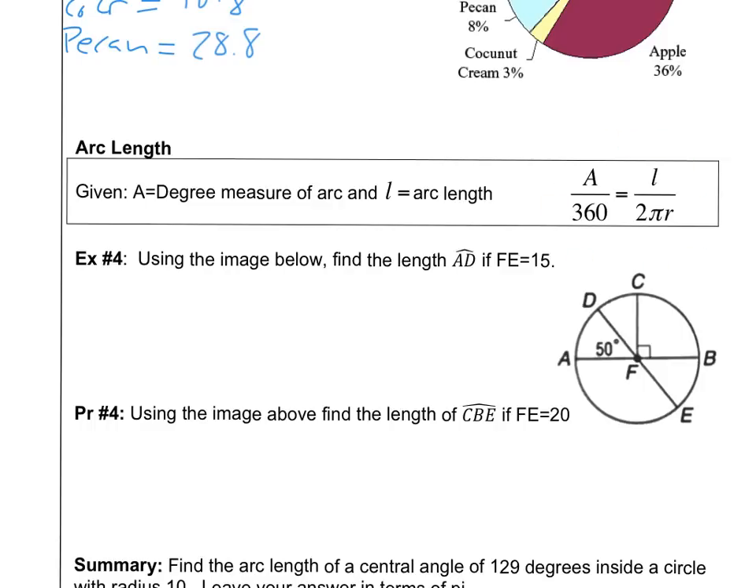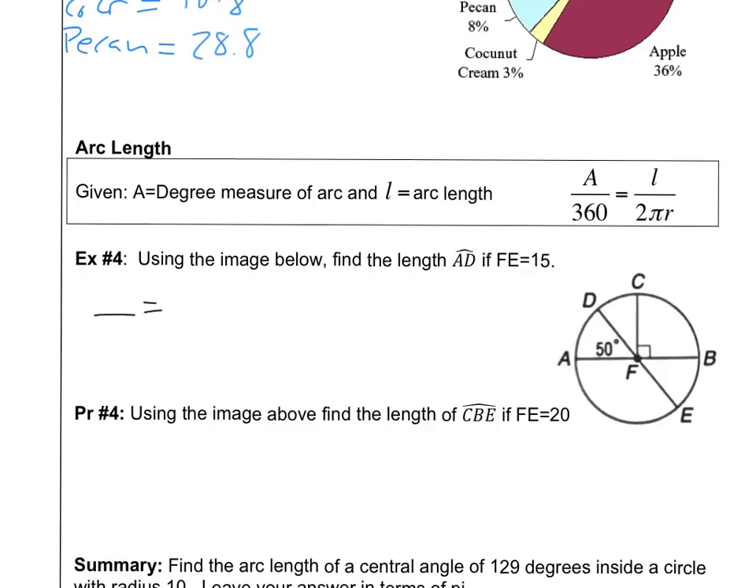See, the idea is, for example here, if this angle is 50 degrees out of 360, then this arc length here of DA has to be the same proportion out of the whole circumference. So we could just plug things into this little formula, and we should be able to solve for the arc length. So using the image below, find the length of AD. Hey, that's the exact one I was pointing at. If FE is 15. So let's just play with this.